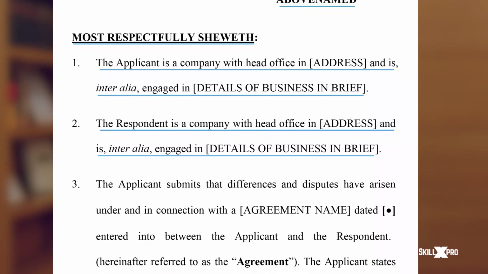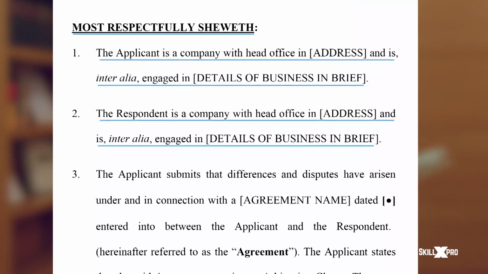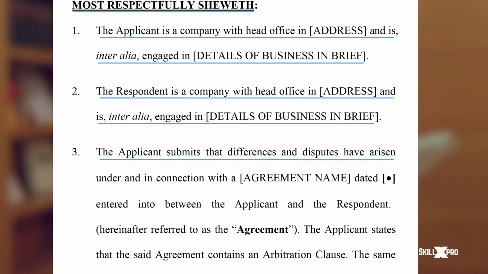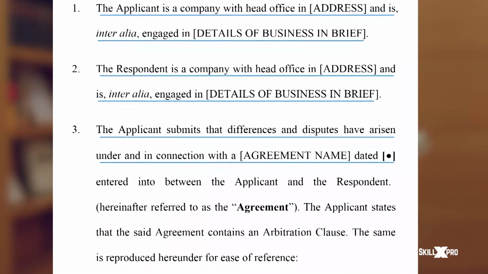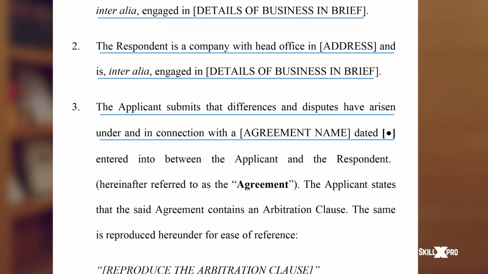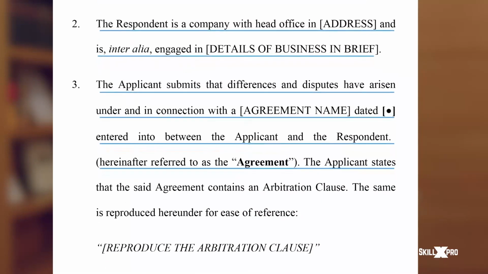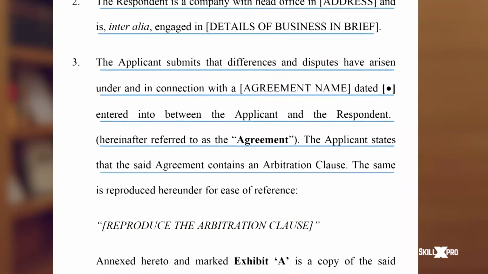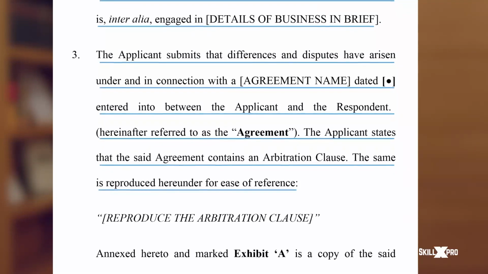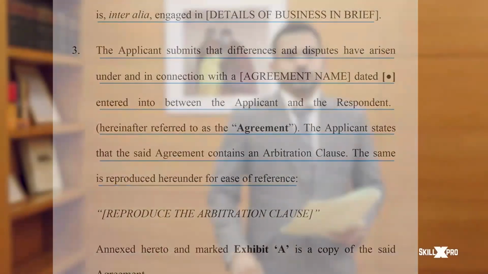Now, why this becomes important, I'll first read it out. The applicant submits that the differences and disputes have arisen under and in connection with an agreement dated so and so date. The applicant states that the said agreement contains an arbitration clause, and this clause is then supposed to be reproduced. Why does this become important? In the beginning of the lecture, I touched upon Section 11(6A), which says that the court, while considering a Section 11 application, will only have to ascertain that an arbitration agreement exists.